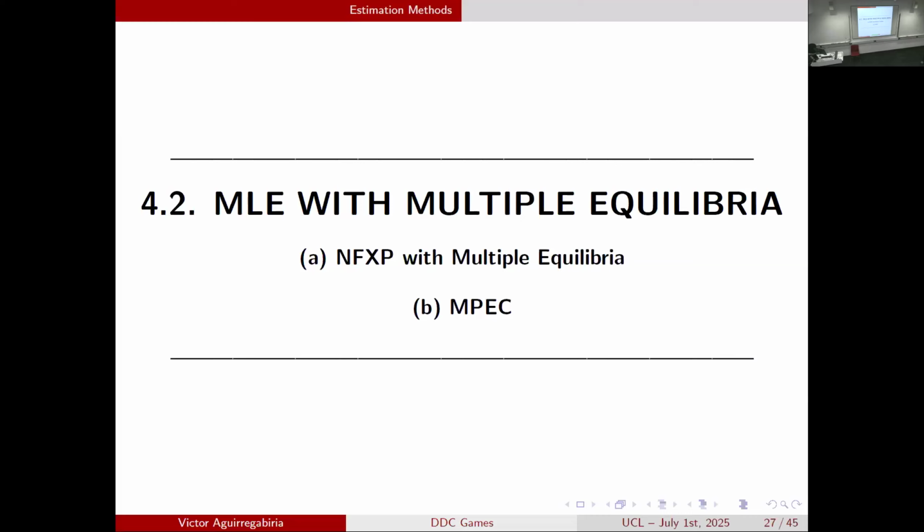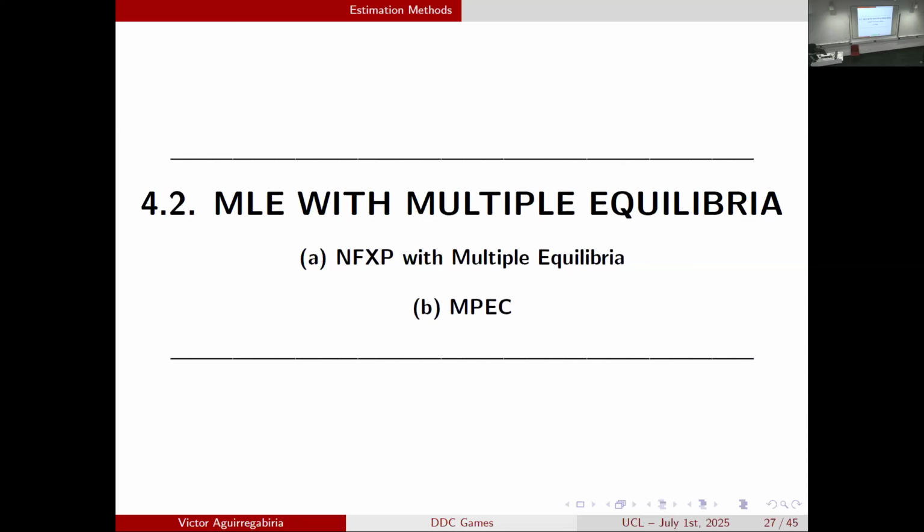Then this is the typical computational cause, the curse of dimensionality, in dynamic decision models, but at a different level because the state space typically is larger in dynamic games.